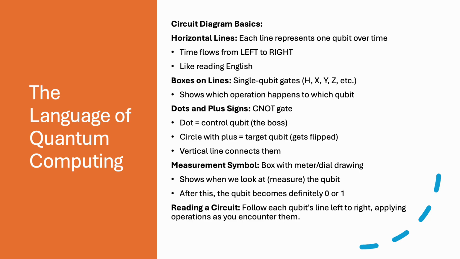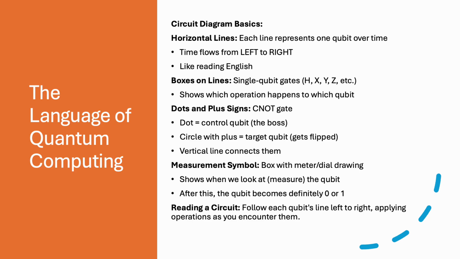Single qubit gates are represented by boxes or specific symbols on a qubit's line. You might see a box labeled H for a Hadamard gate, X for a Pauli X gate, or other symbols for different gates. These boxes tell you that at that moment in time, that specific gate is applied to that specific qubit. Multiple gates can appear on the same qubit's line, showing the sequence of operations. The key is to read them from left to right to see what happens to each qubit over time.